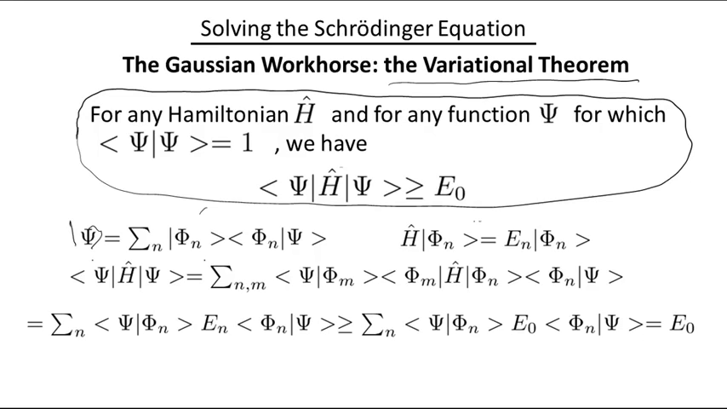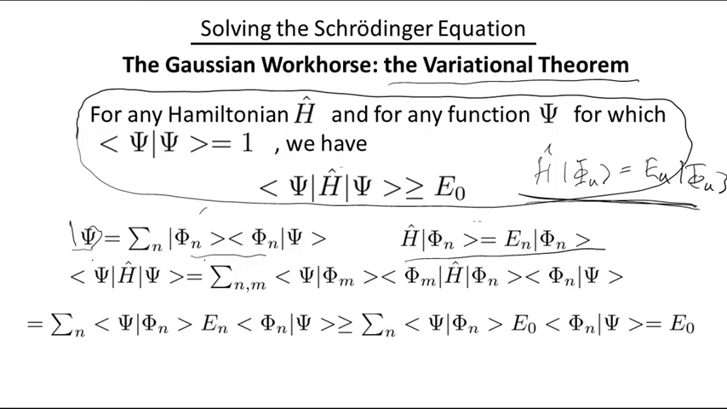Let us say that we know in principle all the eigenfunctions of the Hamiltonian. So I mean H hat phi n equals E n phi n. There exist some eigenfunctions, even if we don't know them. They form a complete set, so whatever the trial wave function is, it can be expanded in the basis of eigenfunctions that satisfy this.